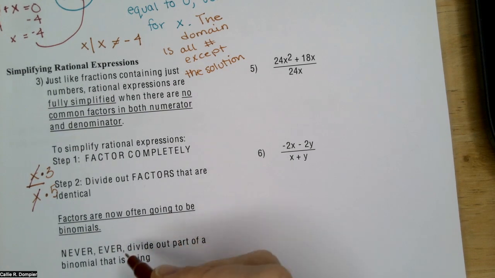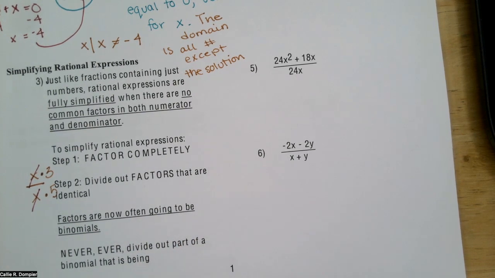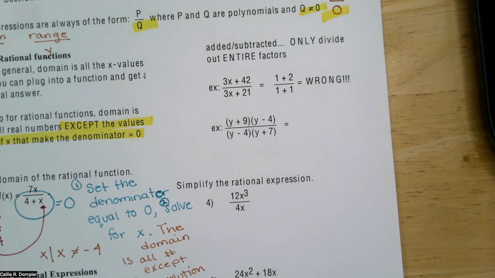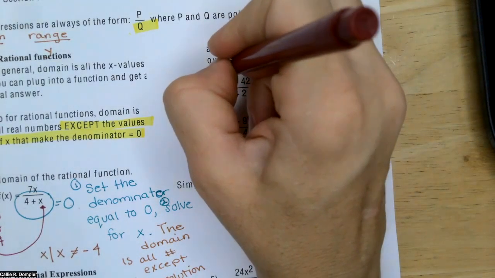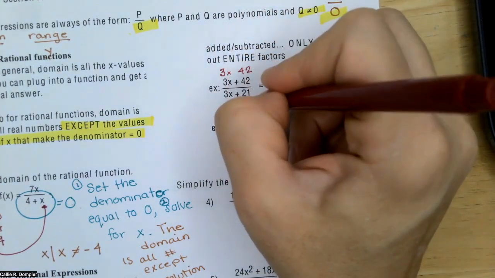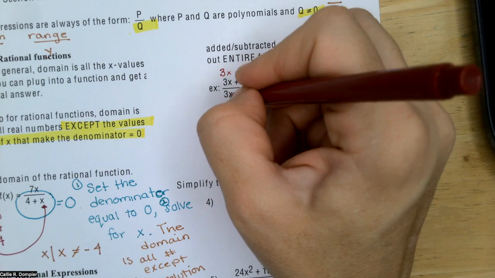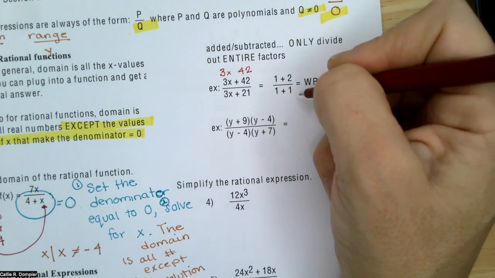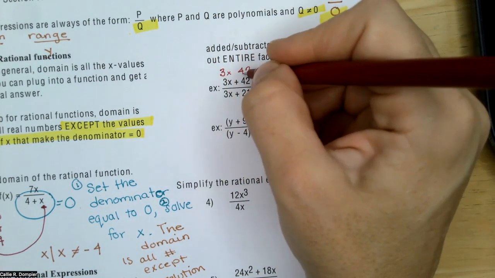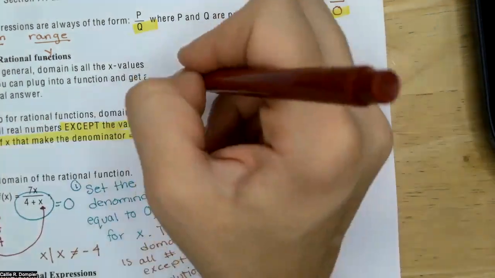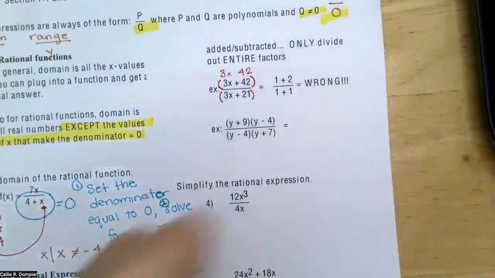Factors are often going to be binomials, and then never divide out part of a binomial that is being added or subtracted. What they mean here is these are not two factors. We don't have the factor of 3x and 42, and I'm going to divide everything by 3, or I'm going to say 3x divided by 3x is 1, and 42 divided by 21 is 2 and over 1, right? Those aren't two factors. This whole thing is the factor, and this whole thing is the factor, okay?